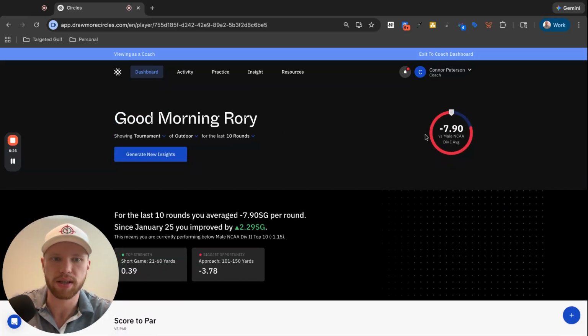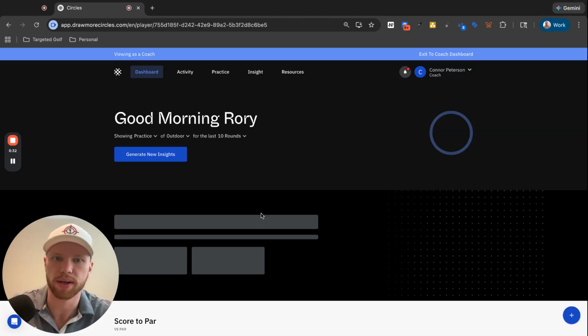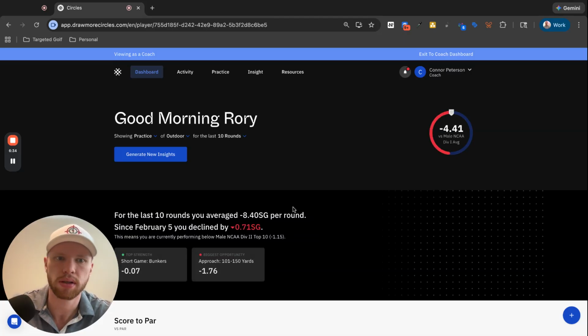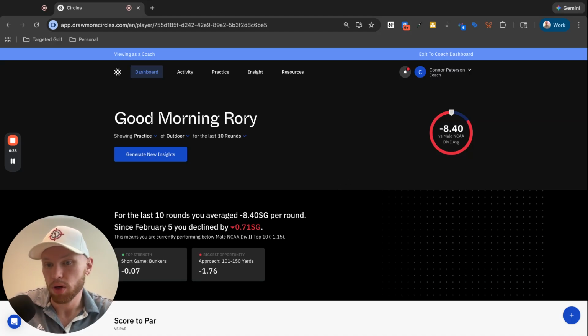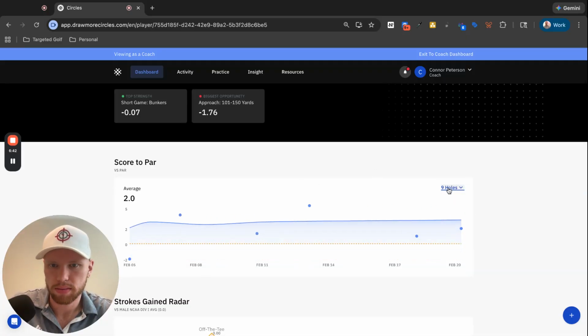So in this case, I'm going to look at this player. We got a negative 7.9 strokes gained. I'm going to compare that to how we're at in practice because we've got more data in practice. In practice, he's a little bit worse at the moment than he is in tournaments. So we've got 1, 2, 3, 4 18-hole rounds.